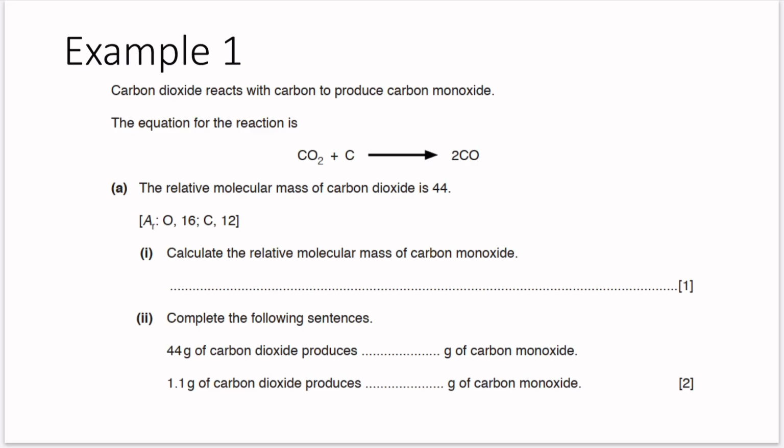Okay, let's begin with example 1. Carbon dioxide reacts with carbon to produce carbon monoxide. The equation for the reaction is this. Okay, so part A, the relative molecular mass of carbon dioxide is 44.